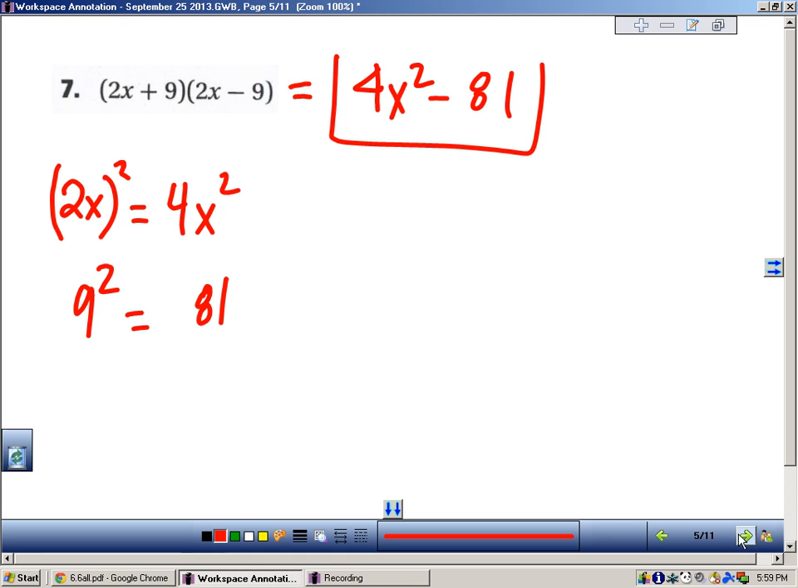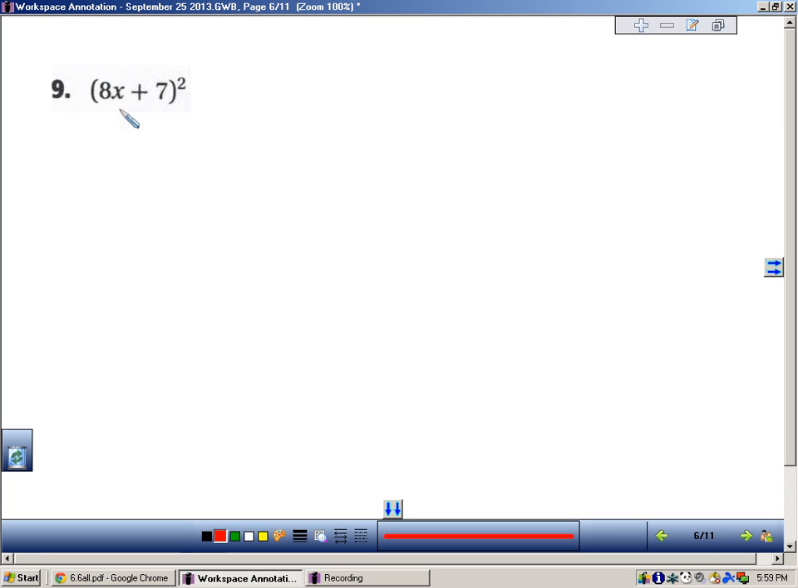Let's try another one. This one's the square of a binomial. So the shortcut method would be to take your first term, 8x, and square it.